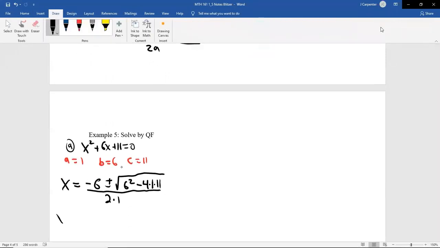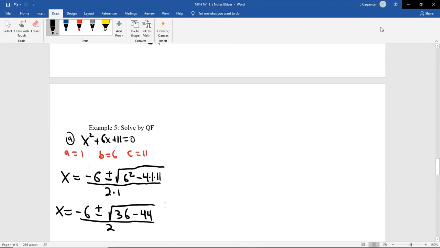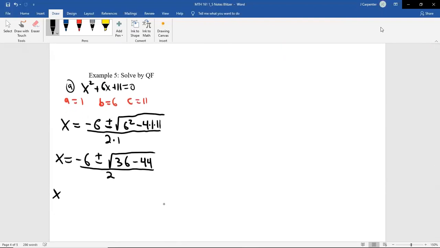It's just arithmetic. So x equals negative 6 plus or minus square root of 36 minus 44, all divided by 2a, which is 2 times 1, which is 2. 36 minus 44 is negative 8. So we get x equals negative 6 plus or minus the square root of negative 8, all divided by 2.